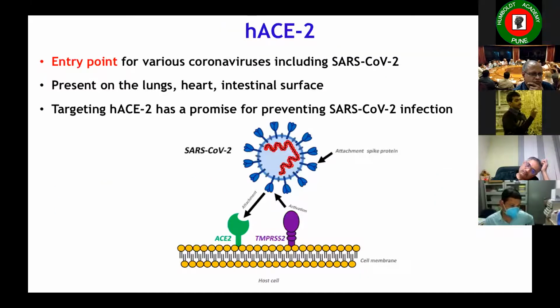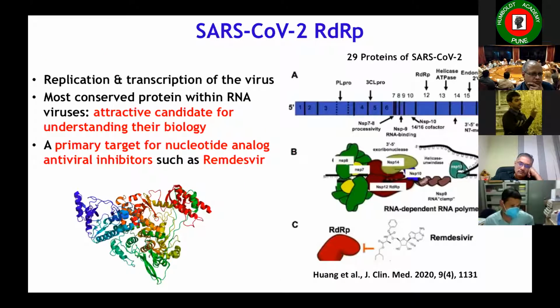Just to tell you again, ACE2, the human angiotensin converting enzyme 2, is an entry point, and it is present in the lung, heart, and intestinal tissues. This is a very promising target for developing new drugs. As I said, this is an RNA virus. RNA-dependent RNA polymerase is the machinery that amplifies. There are something like 29 proteins in SARS-CoV-2, and RNA-dependent RNA polymerase plays a crucial role in replication and disease development. So a lot of antivirals were developed using this as a target, and of course we used that as a target.